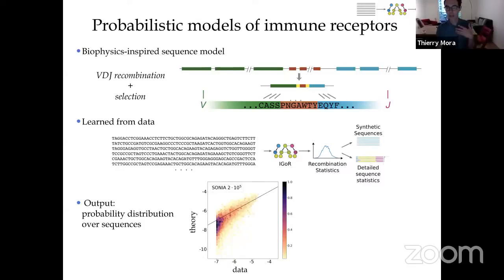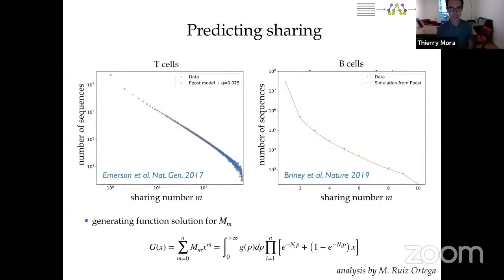But then you can also ask, what if I now generate synthetic repertoires from this model, 600 of them or something, and then try to see whether it actually explains the sharing? It would work only if the sharing was actually completely coincidental, as the qualitative theory was predicting. And so that's what the fit gives.